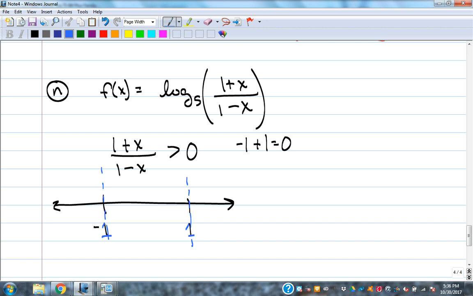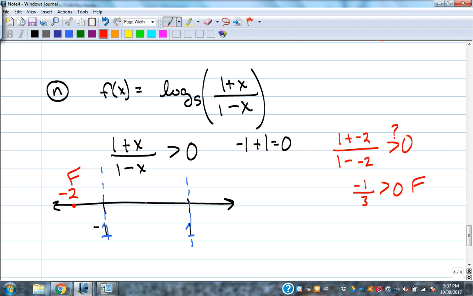We need to check a value in each interval. So we pick a number that's less than negative 1; negative 2 fits into that. If I check negative 2 in this inequality, 1 plus negative 2 over 1 minus negative 2, we want to know, is that greater than 0? Well, that'd be negative 1 over 3. Is negative 1 over 3 greater than 0? That's false. So that whole area is false. Just by checking one value, we know there are no pieces of the domain that are less than negative 1.